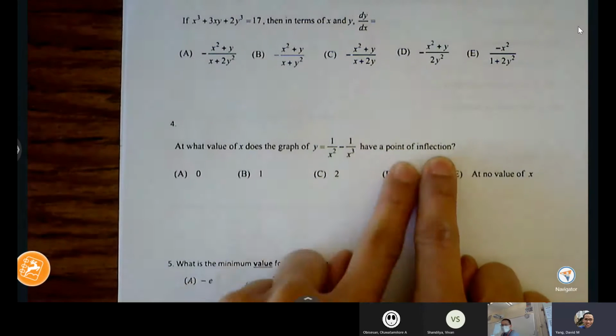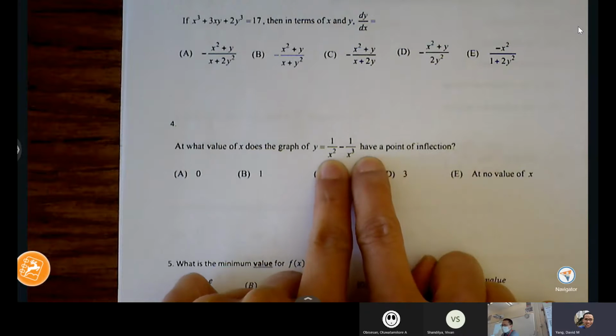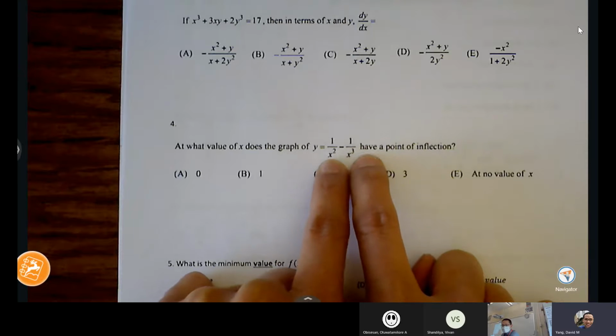So point of inflection, we know we have to work our way to the second derivative. So we're going to find f prime and then find f double prime. But to find f prime, let's go ahead and bring the x squared and x cubed up so that we can avoid quotient rule. We can just rely on power rule instead.